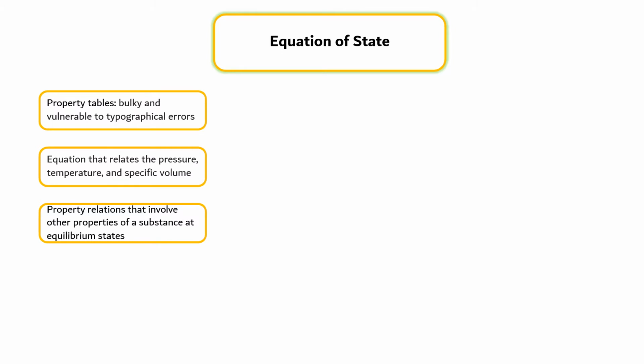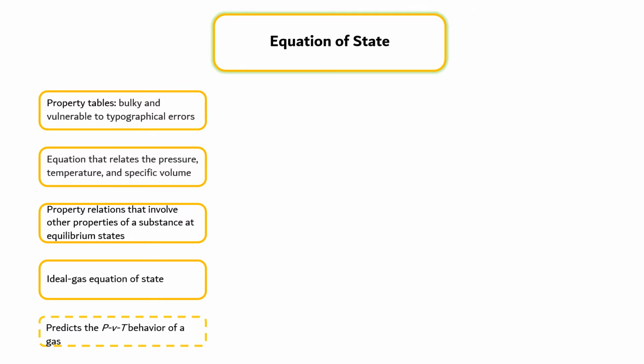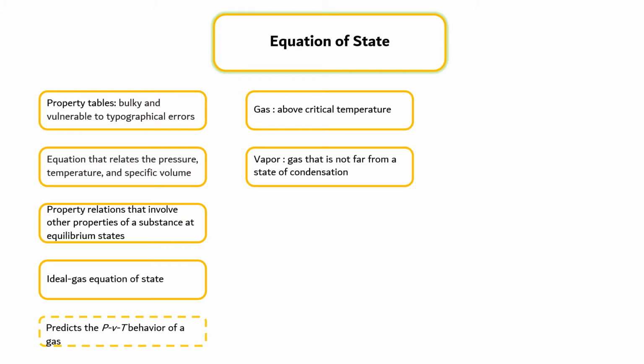The simplest and best known equation of state for substance in the gas phase is the ideal gas equation of state. This equation predicts the PVT behavior of a gas quite accurately within some properly selected region. Gas and vapor are often used as synonymous words. The vapor phase of a substance is customarily called a gas when it is above the critical temperature. Vapor usually implies a gas that is not far from a state of condensation.